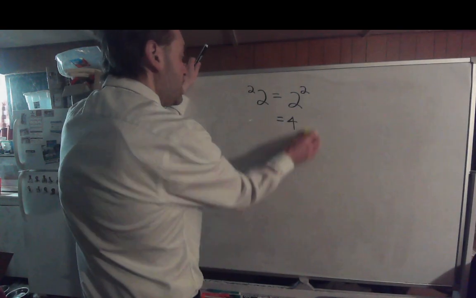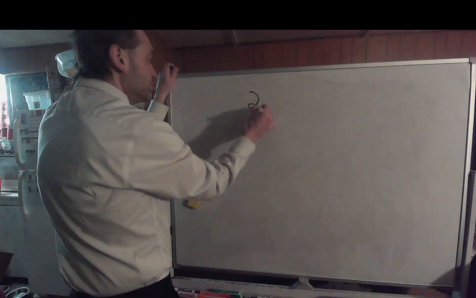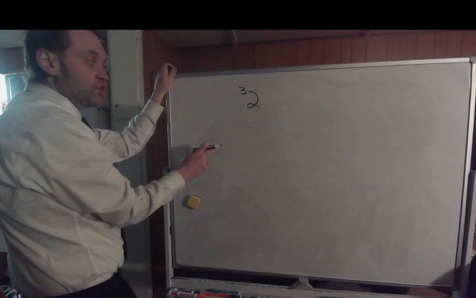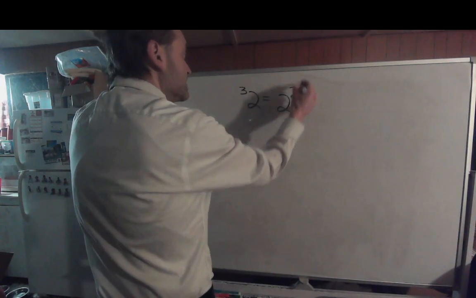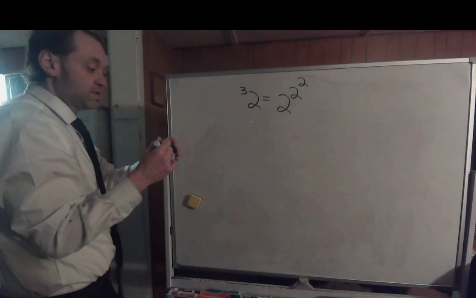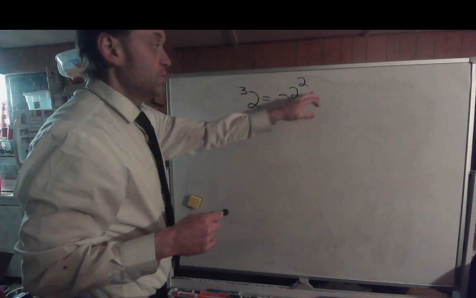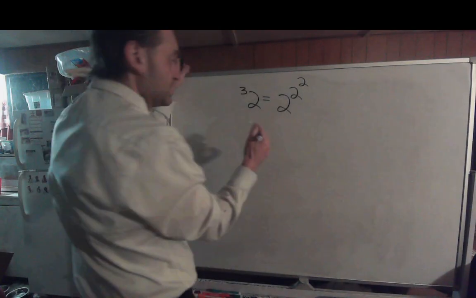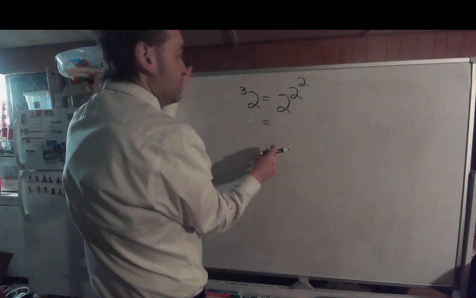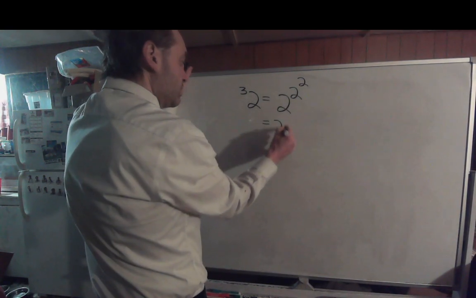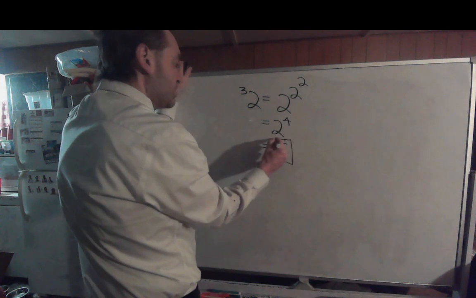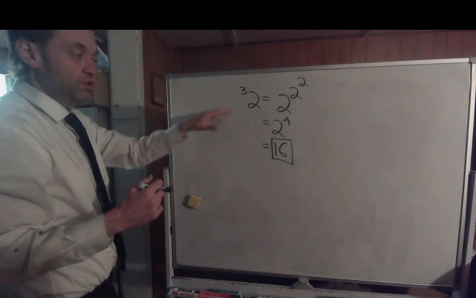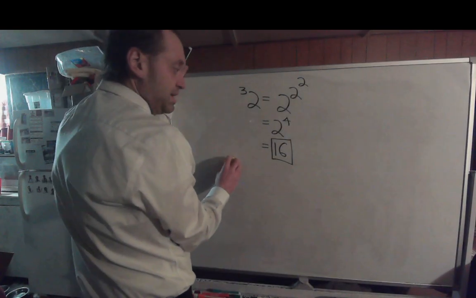Now, what if, on the other hand, I have 2 tetration 3, or the third tetration of 2? Well, what is that? That's taking 2 to the second to the second. So that turns into a power tower, where you're raising 2 to itself a total of 3 times. Well, what is this power tower? 2 to the second is 4. This would be 2 to the fourth, which would give you 16. So 2 tetration 3, or the third tetration of 2, would be 16.